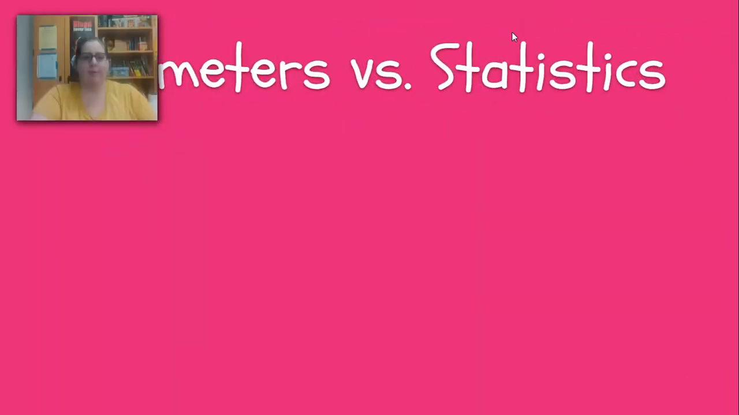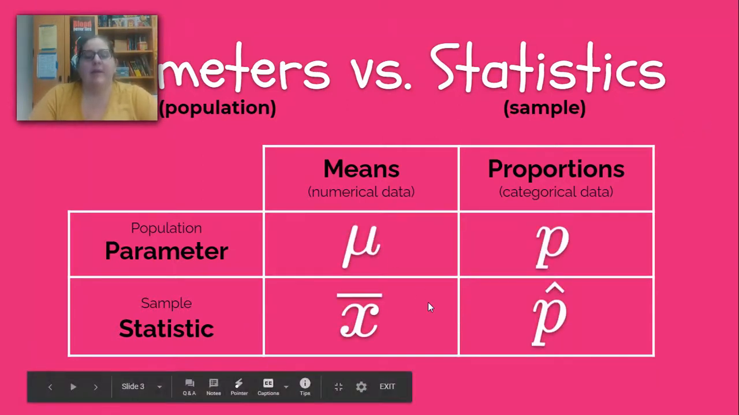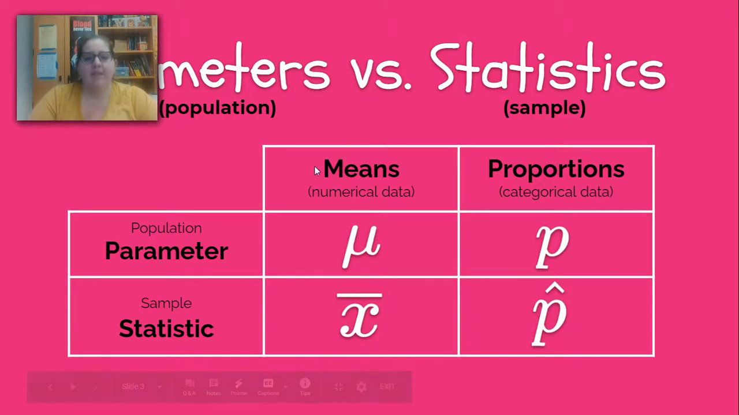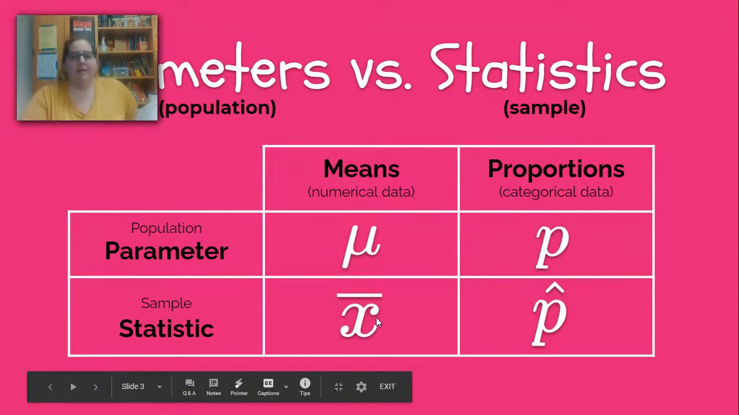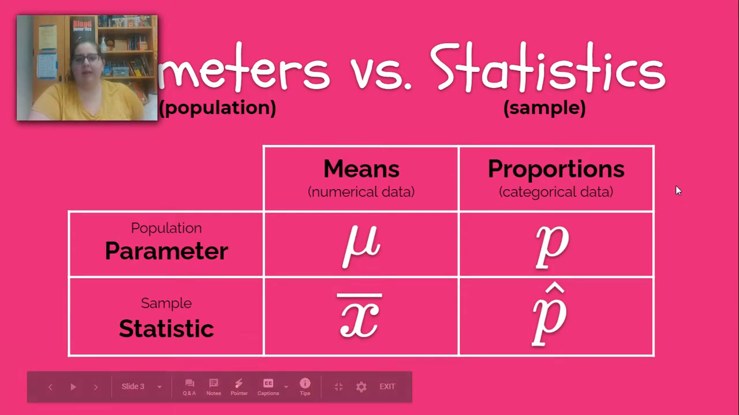I also wanted to remind you of our symbols for parameter versus statistic that we talked about. Some of you talked about it in the first unit and then a little bit in this unit as well. And we're going to practice kind of using them in an example here in a second. But if it's a mean, which is numerical data, and it's a parameter, we use mu. For a statistic, we use x bar. With categorical data, we're dealing with proportions. So if it's proportions and it's the parameter, we use p. If it's the statistic, we use p hat.